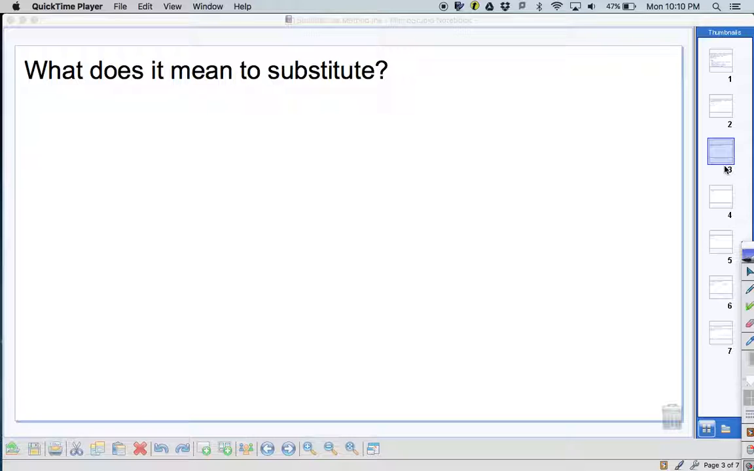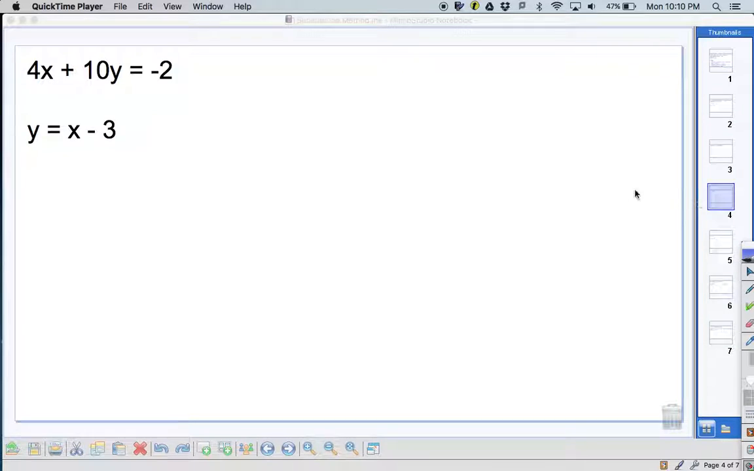So that's what it means in English, it's what it means in math, and we're going to use it. Like if you have a substitute teacher, you're replacing the teacher with a different teacher. That's what a substitute teacher is. So substitute just simply means to replace with something else. So this is an example of substitution. There's several different ways to solve this. We're going to use the substitution method.